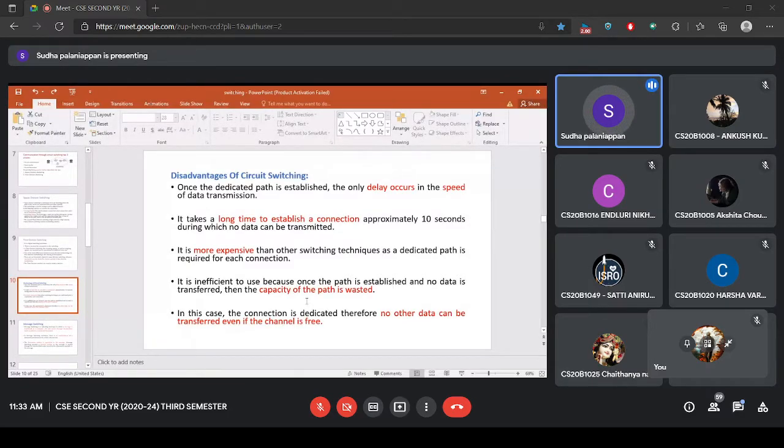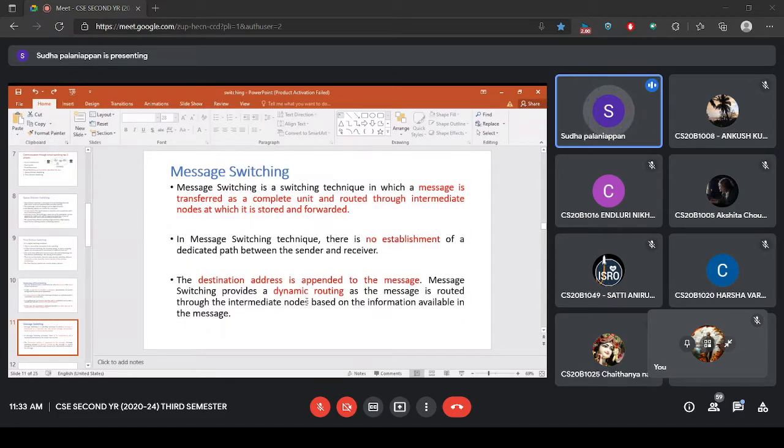but the sender is not having any data to transfer, the channel is dedicated only to the particular sender and the receiver. And once the data transfer is finished and still if a connection exists, then it will be a waste of resources, right? So these are some of the disadvantages associated with circuit switching.